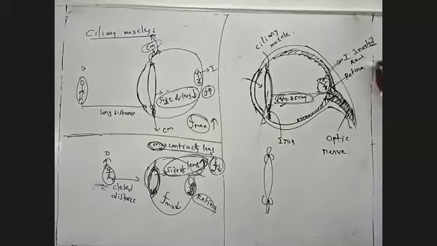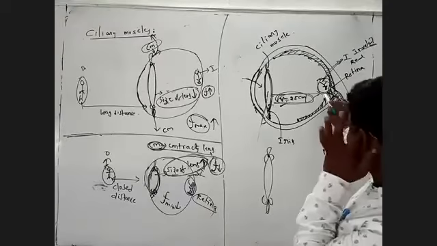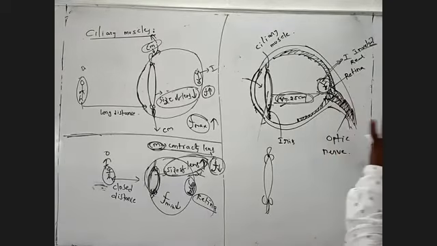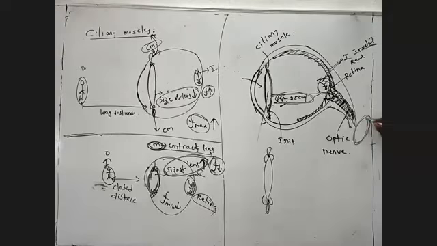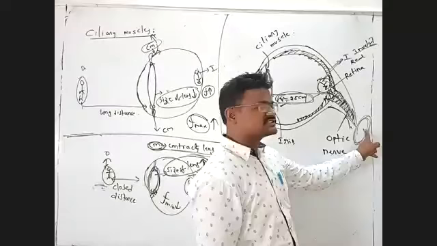The image forms on the retina by the lens. The image is real and inverted. This is the retina, and this is the brain. The connection between the retina and the brain is the optic nerve. One part of the optic nerve is connected to the brain, and another part is also connected to the brain.